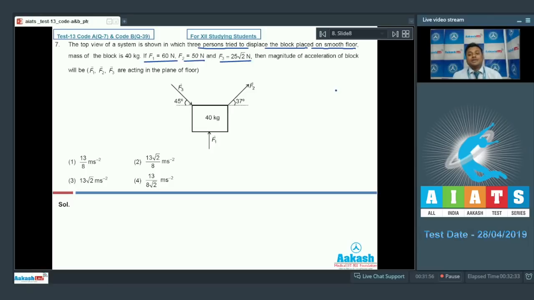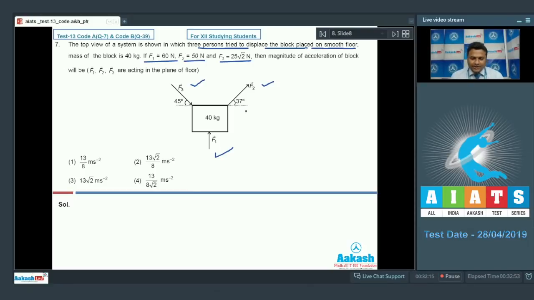Then the magnitude of acceleration of the block will be what? Forces are acting in the horizontal plane, so the block will also accelerate in the horizontal plane. The weight of the block will be cancelled by the normal reaction, so we do not have to consider the weight of the block as well as the normal reaction in the net force.